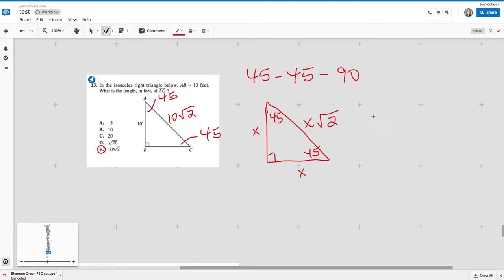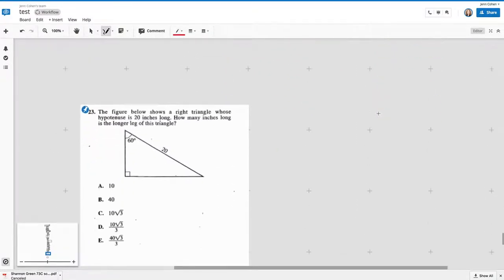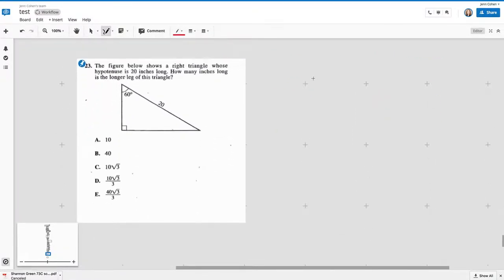A very common way you will see this tested, I'm just going to draw this, is if you have a square and they're asking you about the length of the diagonal. The diagonal of a square creates a 45, 45, 90 triangle. So the hypotenuse will be the length of the side of the square times root 2.